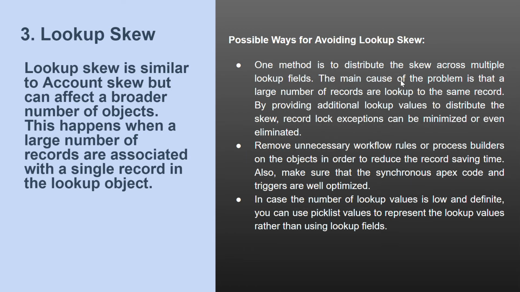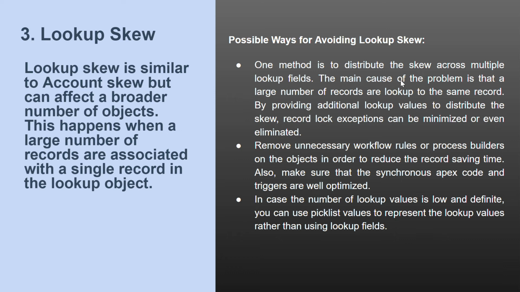As we earlier saw in that example, lookup skew is similar to account skew but can affect a broader number of objects. This happens when a large number of records are associated with a single record in the lookup object. What are the possible ways to avoid this skew? One method is to distribute the skew across multiple lookup fields by providing additional lookup values to distribute the skew. Record lock exceptions can be minimized or even eliminated.